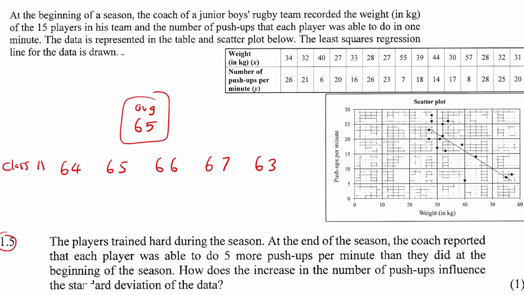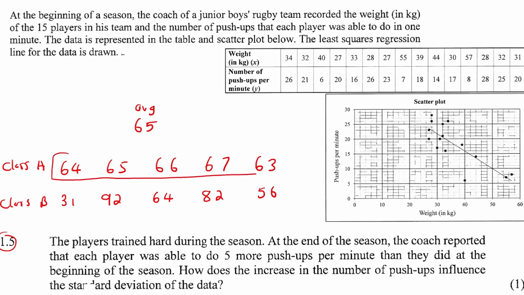Let's say that was class A. Now in class B, their average was also 65, but their marks went like this: 31, then the other guy got 92, and then someone got 64, and then 82, and then 56. Now can you see that in this one, the marks are very close to the average. So here we would say that this is a low standard deviation because the numbers are not deviating from the mean. But then in this class, you can see that it's all over the place.